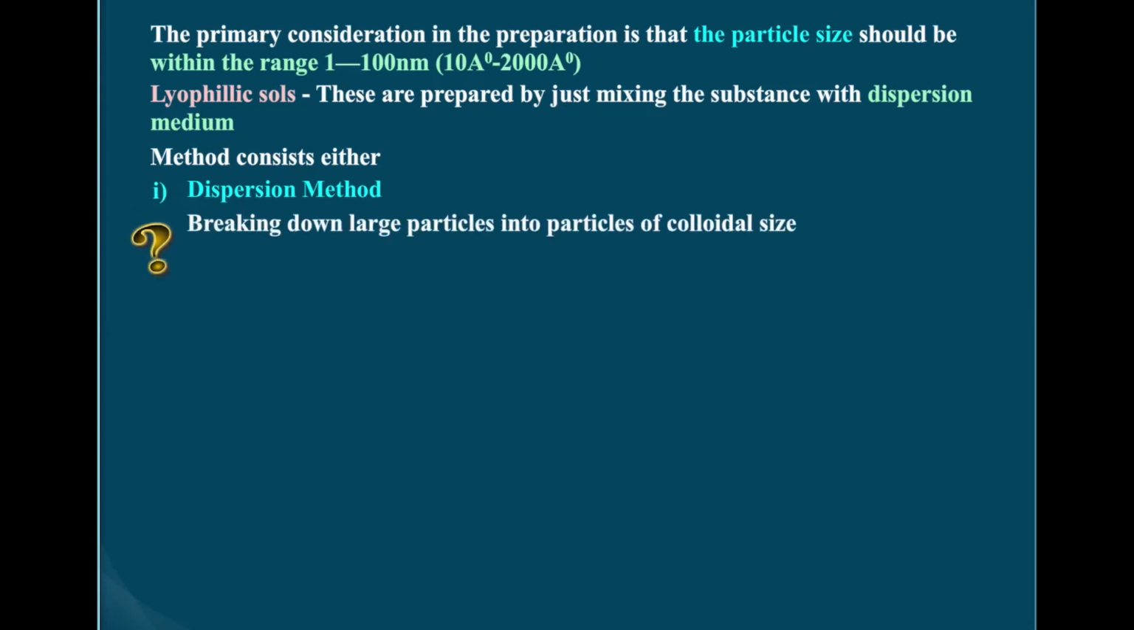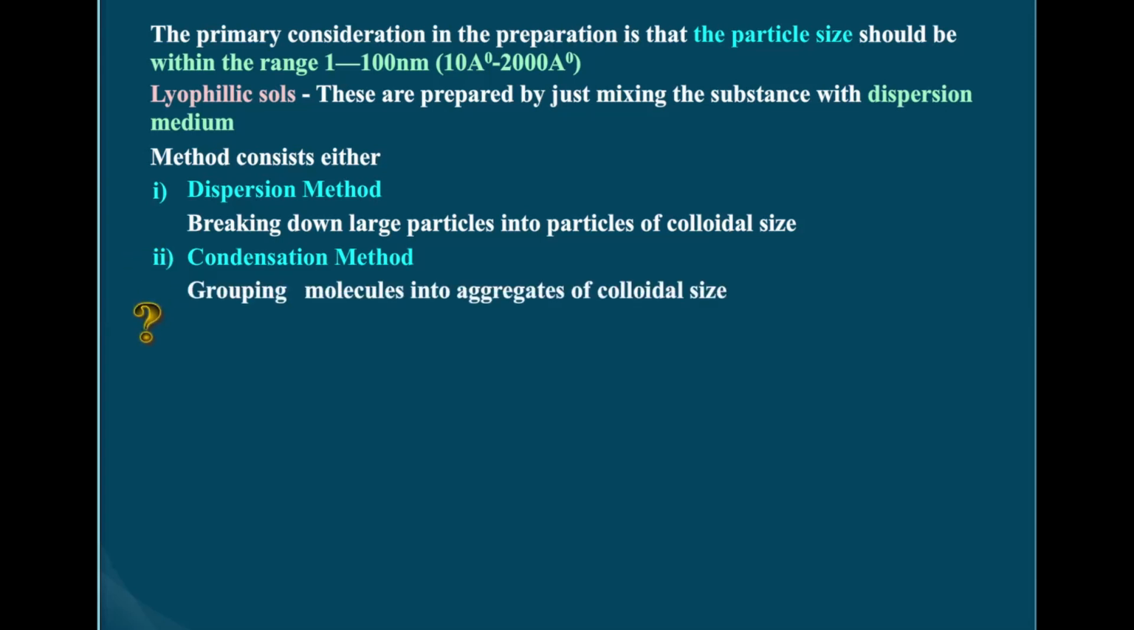What is a dispersion method? Dispersion method is breaking down large particles into particles of colloidal size. When there are larger particles not of colloidal range, they can be broken into particles of colloidal range. Next is the condensation method, the second one: grouping molecules into aggregates of colloidal size. That is called the condensation method. The first one we learn is the dispersion method.